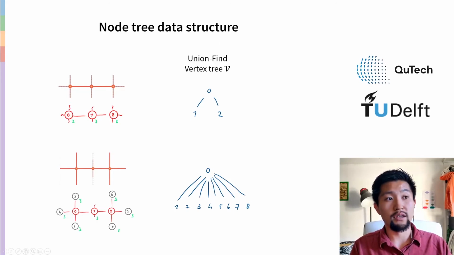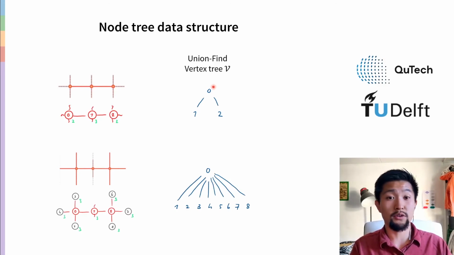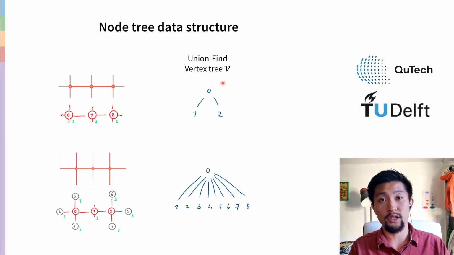We again have this size 3 cluster of 3 syndromes, and we label them 1, 2, and 3. As we showed before, they have different potential matching weights of 2, 3, and 2. In the union find data structure, which I call the vertex tree, which is, by the way, still necessary, the node tree data structure and the union find vertex tree coexist. This is how the vertex tree would look.